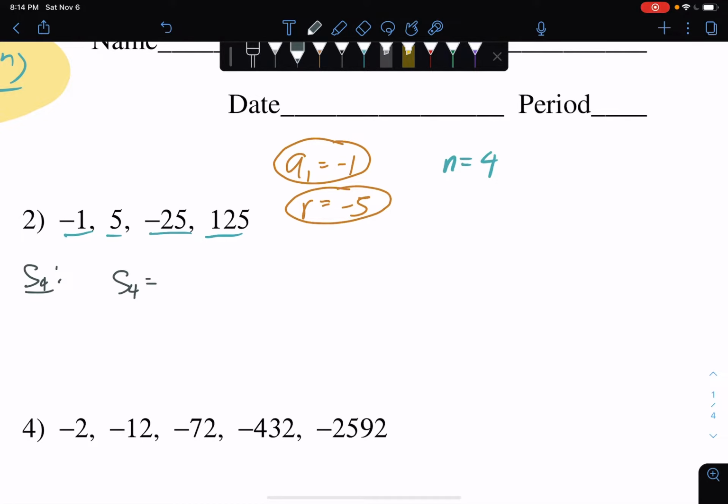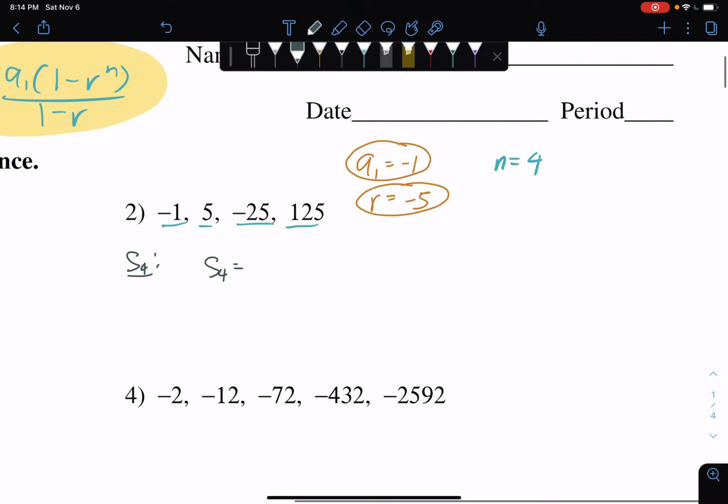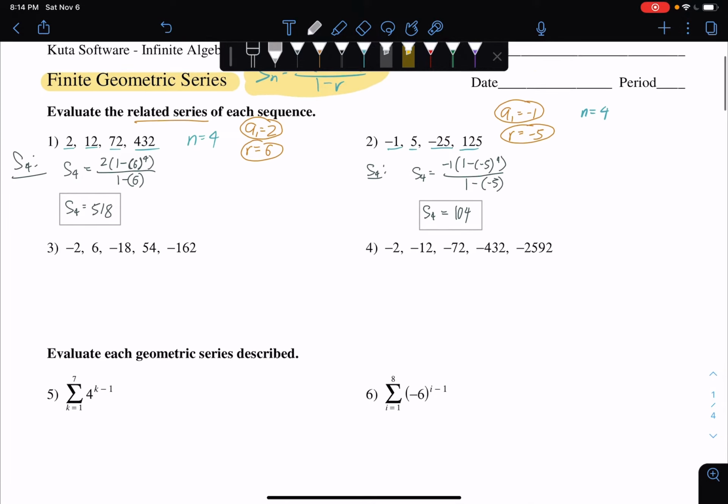Evaluate S sub 4, again basing it on the formula. So our a sub 1 is equal to negative 1 times the quantity 1 minus r raised to n, divided by 1 minus r. Now, let's place this in the calculator. And our answer would be 104. Let's proceed to number 3.